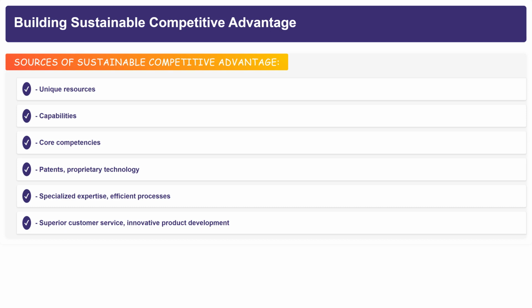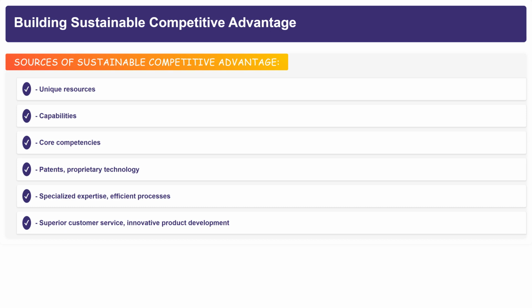These resources can include patents, proprietary technology, or exclusive access to raw materials. Capabilities are the skills, knowledge, and abilities of the firm's employees and management. These capabilities can include specialized expertise, efficient processes, or effective marketing strategies.